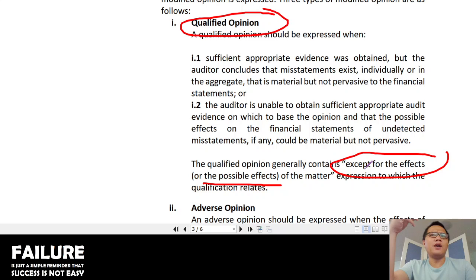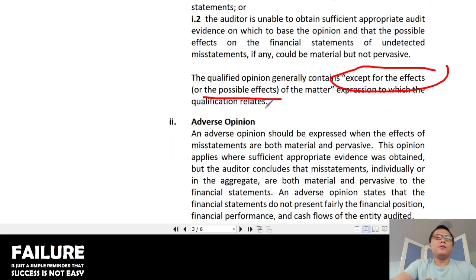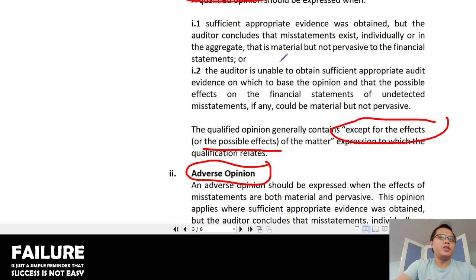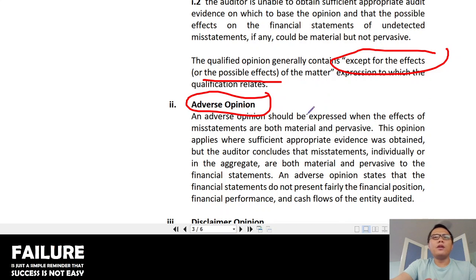Majority of the financial statements are presented fairly except for these things. Na material yung misstatement but not pervasive effect, but do not have a pervasive effect in the financial statement. Okay? So that is your qualified opinion. Ang adverse opinion, kung sa qualified opinion, medyo-medyo lang, ang adverse opinion, ito yung grabe talaga na material statement, okay? And its effect is pervasive sa financial statement.